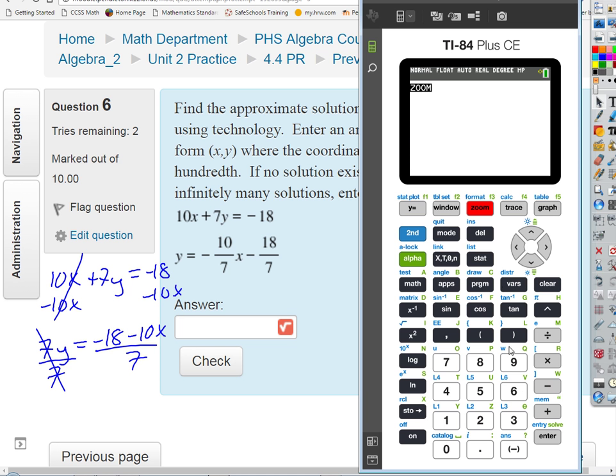Now I'm just going to go zoom 6, and we'll see if we can see the intersection on the screen. Wow, what do you know? The two lines overlap perfectly. Okay, so that means that there are infinitely many solutions.